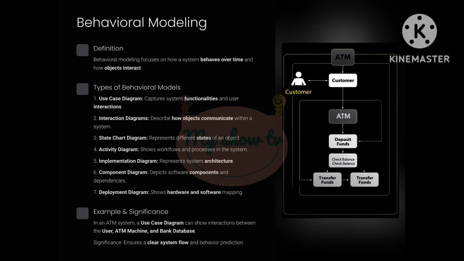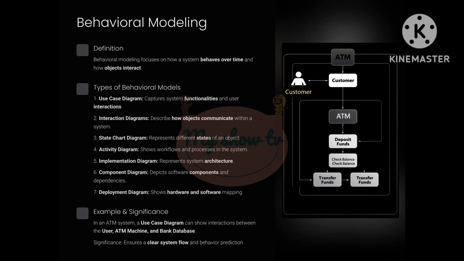Slide 2. Behavioral modeling. Behavioral modeling in UML focuses on how objects interact and behave in response to events. It includes various diagrams. Use case diagram shows interactions between actors and the system. Sequence diagram depicts object interactions over time. State chart diagram represents object states and transitions. Key aspects. Helps in understanding system behavior before implementation. Defines how different parts of the system work together. Ensures clear communication between developers and stakeholders.